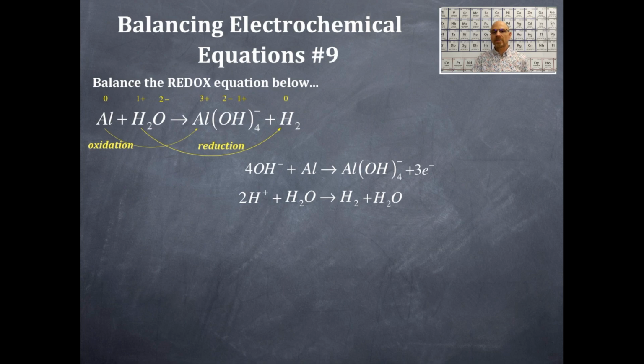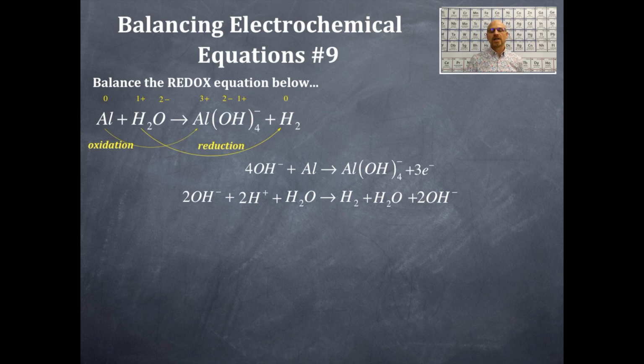Now, before we start balancing for charge, we do know that this is in a basic solution. And if it's in a basic solution, then I add an equivalent number of hydroxides as there are hydrogen ions, but to both sides. So I have 2 hydrogen ions on the reactant side. I'm going to add 2 hydroxides to that same side. In addition to that, I'm going to add 2 hydroxides to the product side. Okay?